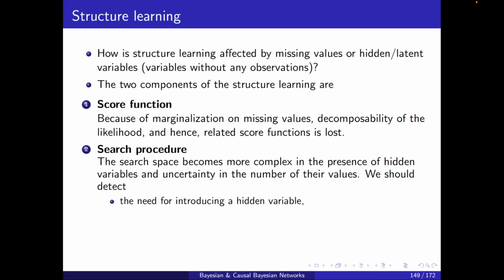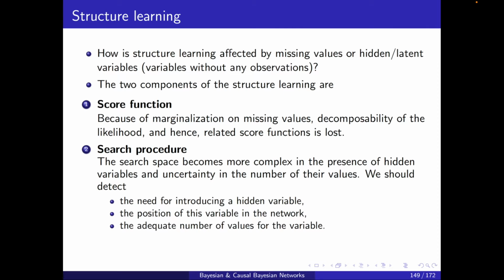In particular, if we're going to deal with hidden variables, we should detect three things. One is the need for introducing a hidden variable. Should we introduce it at all? Second is the position of this variable in the network. Should it be a top parent? Should it be a child? And third, the adequate number of values for the variable. Should it be a binary variable? Should it take 3 values, more, and so on? So both components will be more complicated.